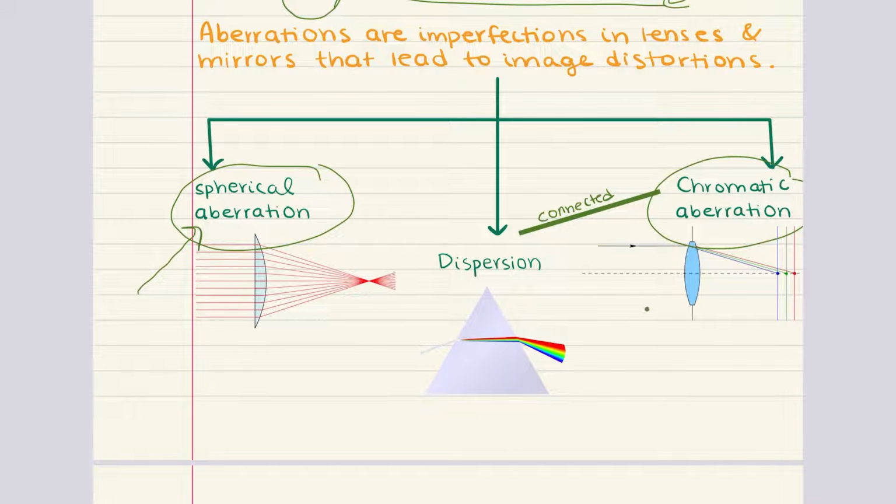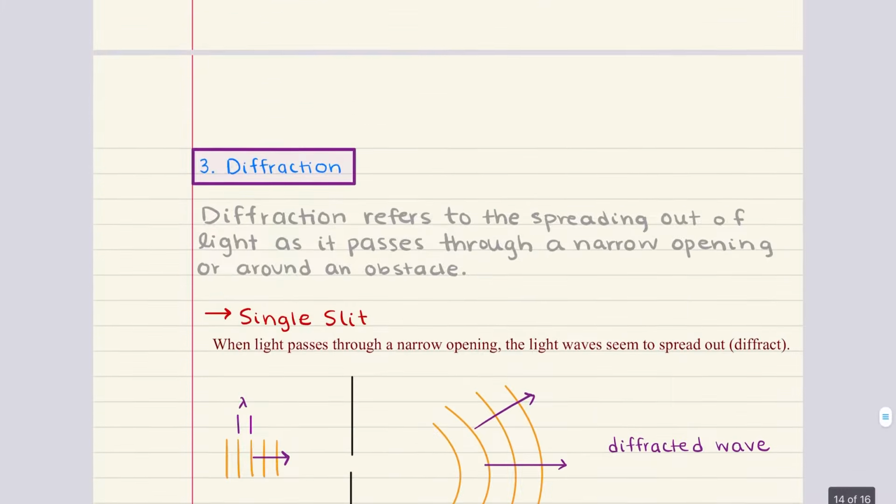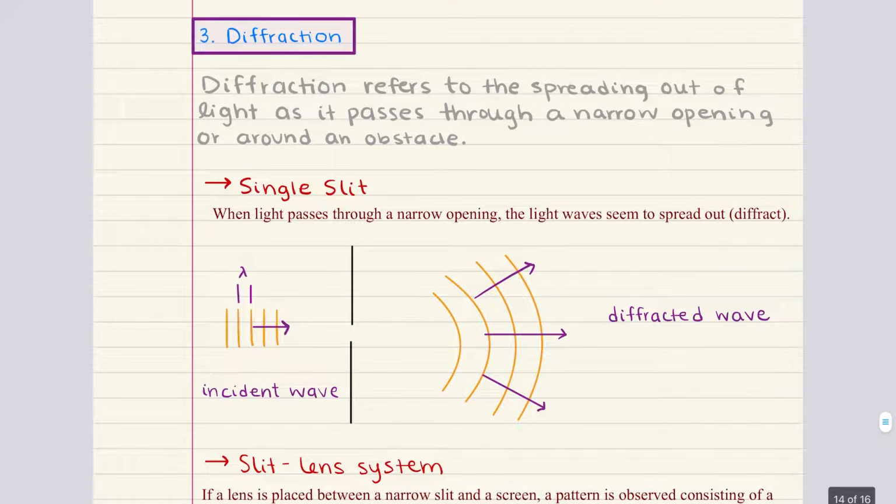For chromatic aberrations, this type of aberration is due to the dispersion of light. Different wavelengths of light refract at slightly different angles when passing through a lens, and that results in colored fringes around images. Now, we've covered everything we needed to for Objective 2. We can move into Objective 3 and begin to discuss diffraction.